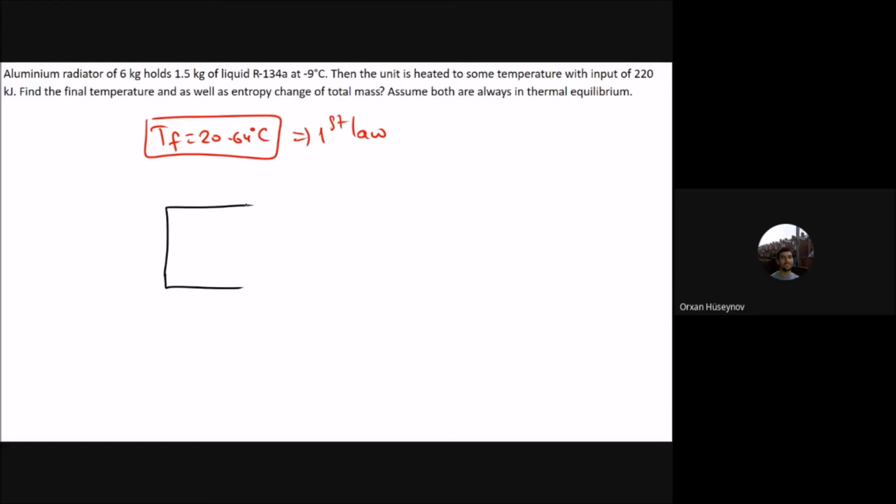So this is the radiator, if you remember it, and it has the aluminum material, which is 6 kilograms, and inside of it you have the R-1234yf. So now I'm selecting the same control volume here. Now I will apply the second law. If you remember the first law, what it says is that the change of the energy of the system is equal to in minus out. This is the first law.